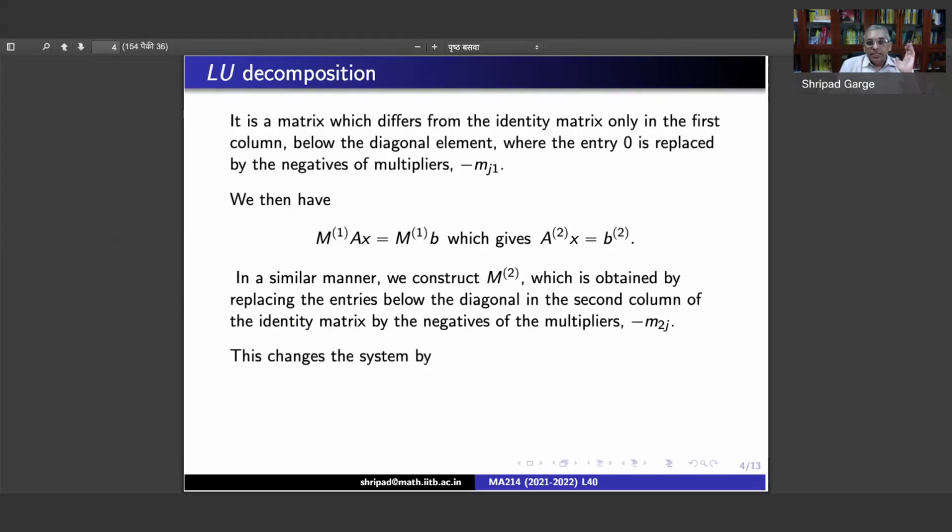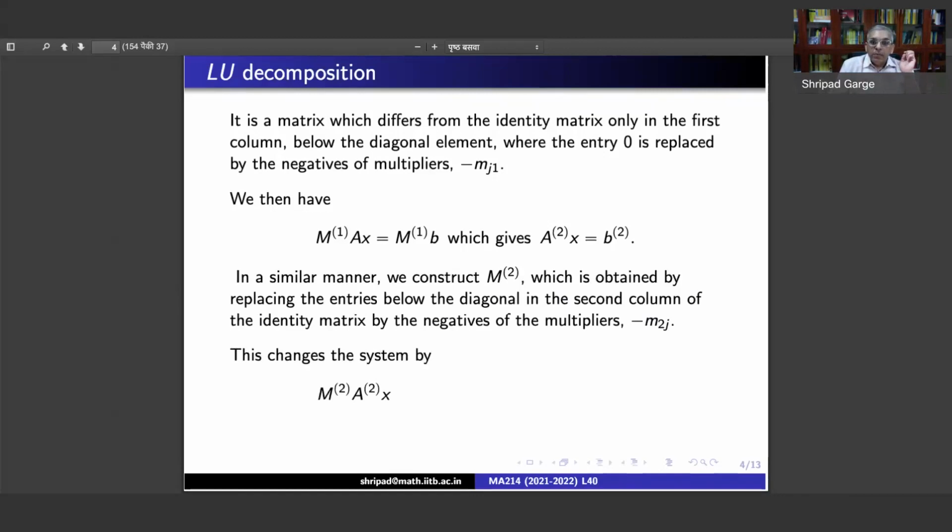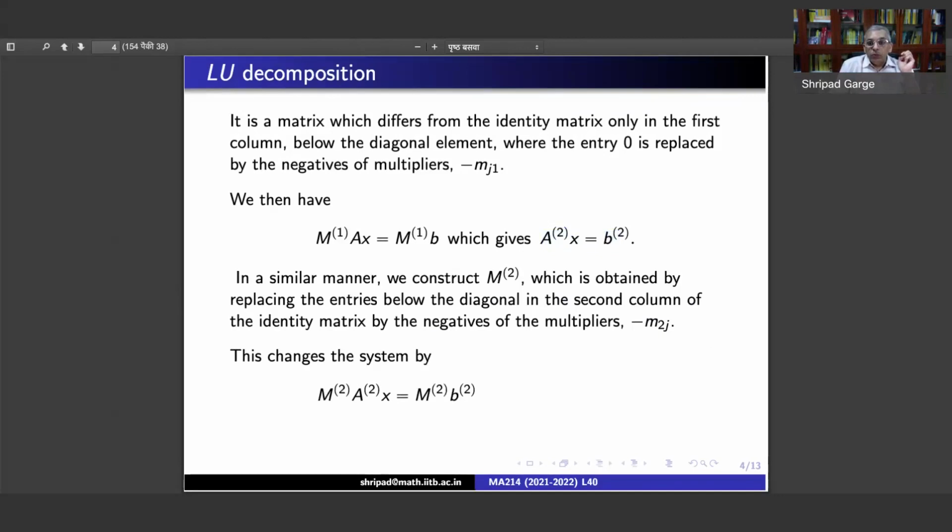This will change the system by M2. Now we have the system A2x equal to B2. So this will change to M2A2x equal to M2B2, and this will give A3x equal to B3. There is a typo here. This has to be Mj2. It cannot be M2j. M2j will only refer to the second row. We are looking at the second column, so 2 has to go to the end.